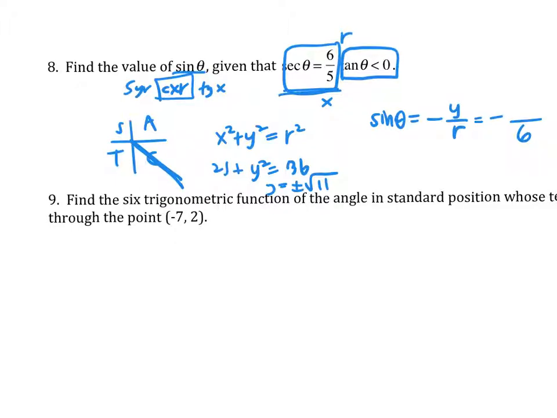And in this case, you could just put a square root of 11, but it's going to be negative y, because your overall value of sine in quadrant 4 is negative. So you get the same answer.